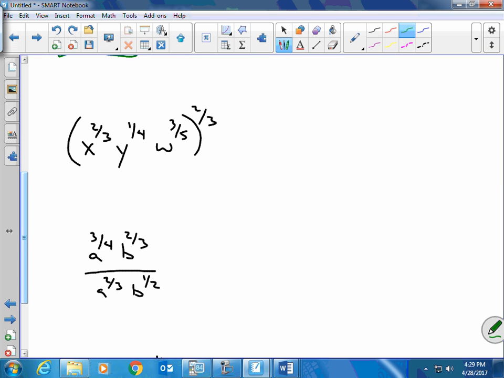When you have a power to a power, you multiply. And when I have multiple terms raised to a power, I multiply each of their exponents by that power. So 2/3 times 2/3 is 4/9. 2/3 times 1/4, I'm going to reduce first. I get a 2 and a 1, and I get 1/6. 2/3 times 3/5. Hopefully you can see that is 2/5 because the 3's cancel. And we're done.